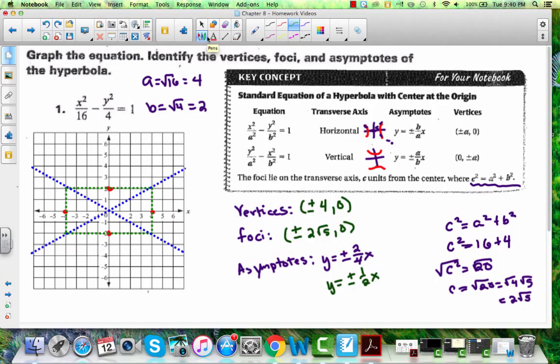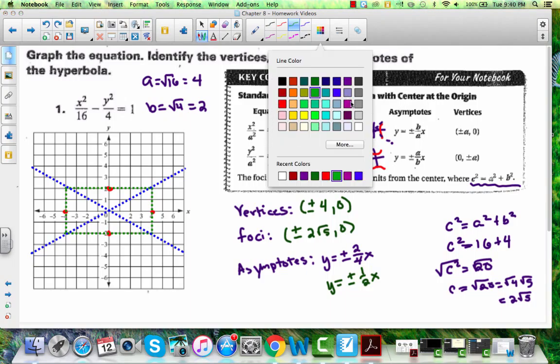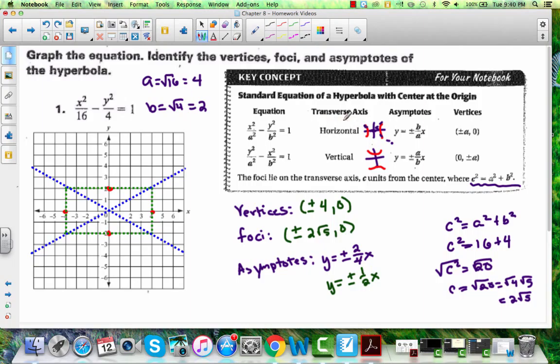Because I know it's a horizontal hyperbola, I'm going to choose another color here. Let's go with purple again because it's my favorite. My hyperbola has a transverse axis that is horizontal. Therefore, my graph has to touch my vertices. That's why these are the vertices, and these we can't really call co-vertices because they're not on the graph itself.